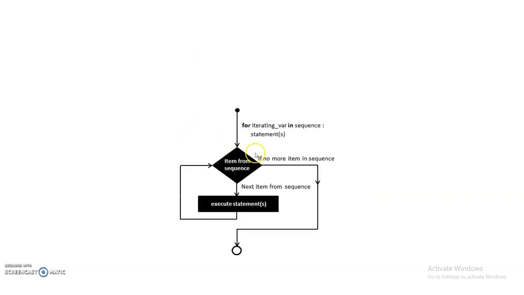This is the flow chart of the for loop. For iterating variable in sequence, take the next item from the sequence. If there are no more items in the sequence, then jump to the next stage. Otherwise, execute the next statement in the looping statement.